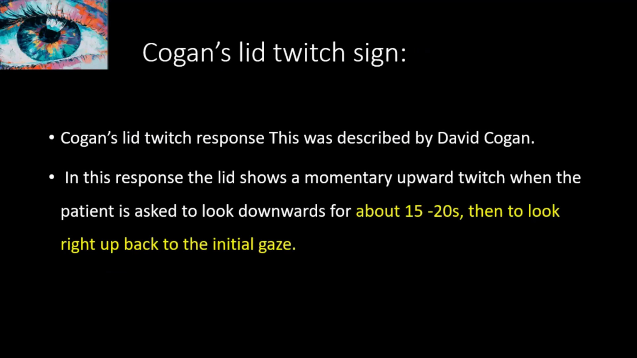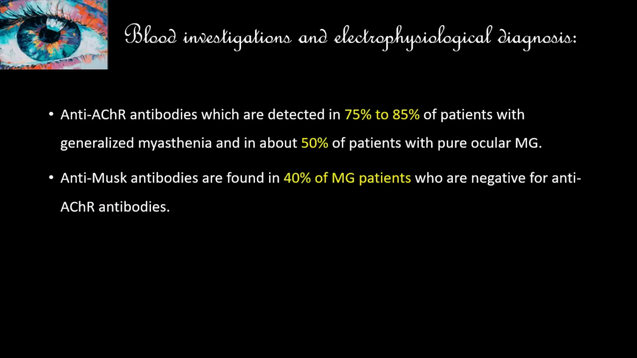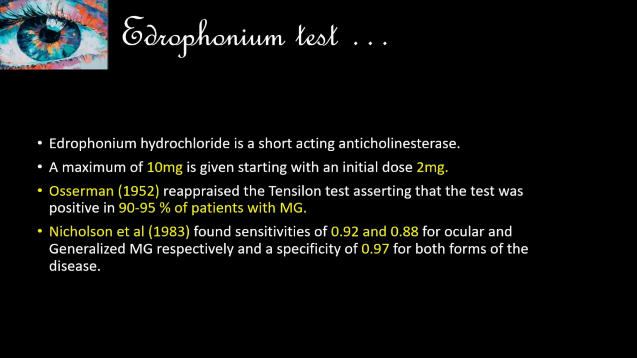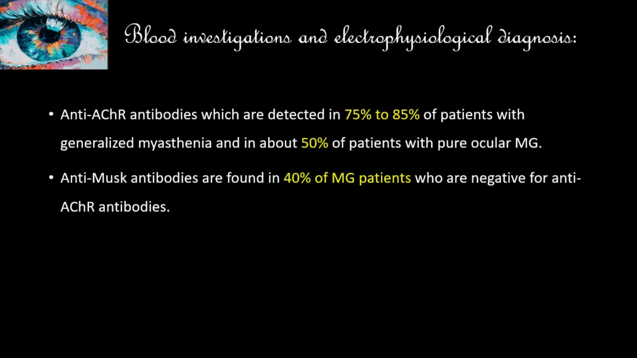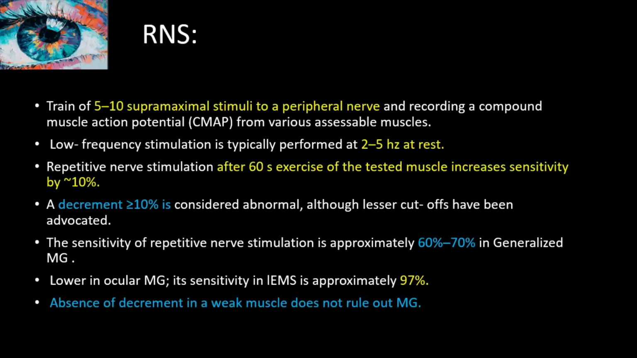And what is Cogan's lid twitch sign? Ask the patient to look downwards for 15 seconds and immediately ask the patient to look upwards. There will be a momentary lid twitch. Edrophonium test, everyone knows about it, so I'm not going to discuss that. And blood investigations, as I told before, do a combined antibody panel. It increases the sensitivity of diagnosis to more than 94%.